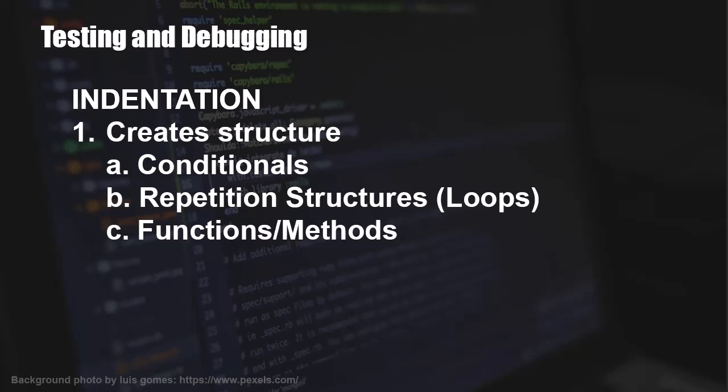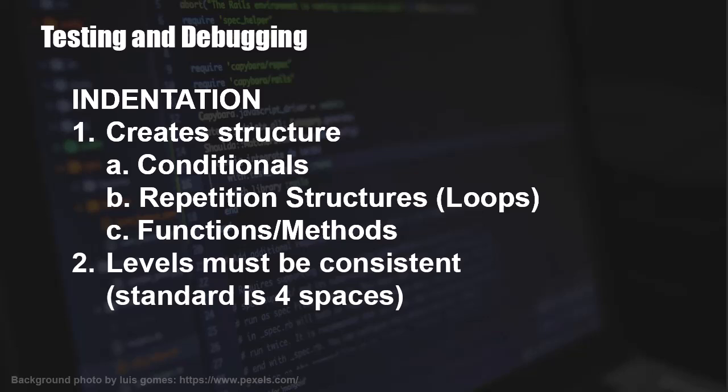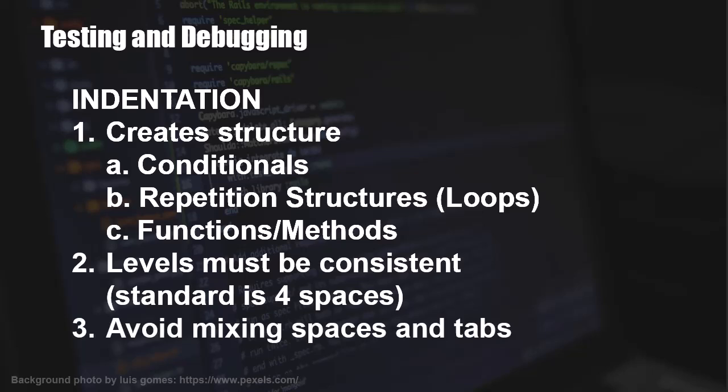Couple rules of thumb, and where I see students getting into trouble here, is levels must be consistent. Now the standard is 4 spaces. You can use 5 spaces, you can use 3 spaces, as long as you're consistent throughout. But the standard is 4 spaces. And then third, we want to avoid mixing spaces and tabs. The reason for that is we could change the tabs to be 4 spaces and then 5 spaces. And maybe we had some lines that are 4 spaces and other lines that are tabs, and we change our tab width, then they do not align anymore.